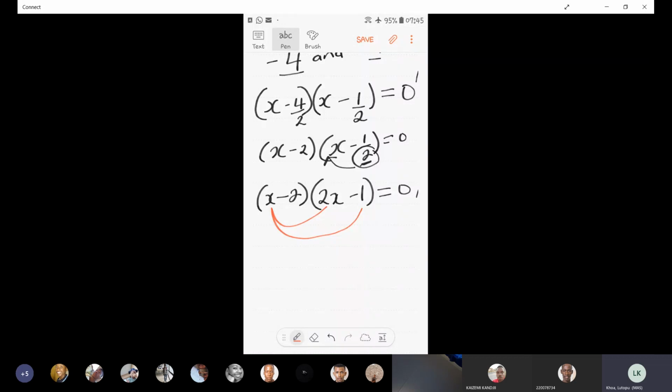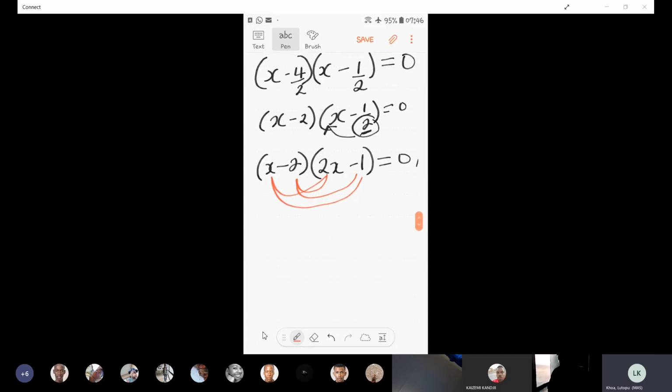Okay, so let us continue. So I was multiplying it out. I say the x times the 2x, that is 2x squared. The x times minus 1, that's minus x. And then minus 2 times 2x, that is minus 4x. So I have the minus x minus 4x, that will give me the minus 5x. And then when I multiply those two, I get positive 2. So the way I factorized it is correct.